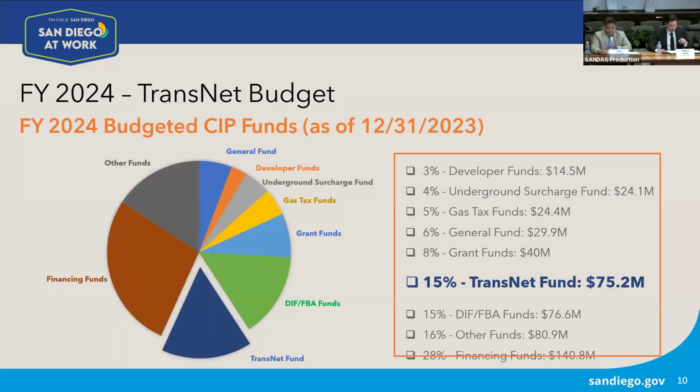This chart shows the different funding sources that support the department CIP program, grouped into 9 different funds groups. As of December 31st, 2023, TransNet makes up 75.2 million, or 15% of the total capital budget, in an amount of $506 million. That amount includes new fiscal year 24 programming in an amount of 27 million, as well as carryover budget from fiscal year 23 in an amount of 48.2 million.